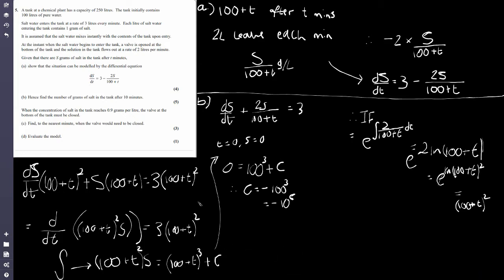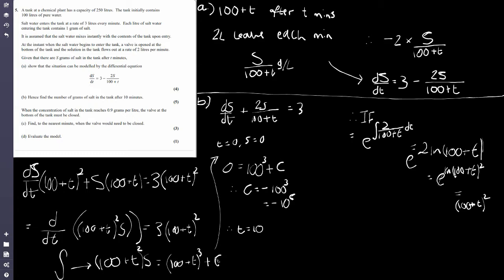So when t is 10 now, because this is what we actually have to work out, so we're not quite done yet. We just need to know when t is 10. So t is 10. So when t is 10, what are we going to obtain? Before I can do that just yet, I'm going to obtain s equals, because what we want to know is the number of grams of salt in the tank after 10 minutes.